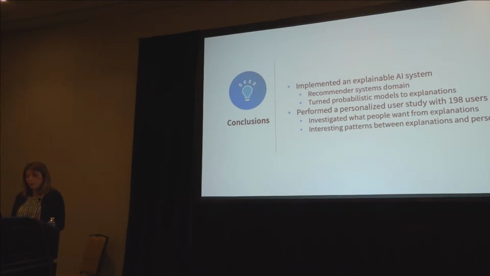So to conclude, we implemented an explainable AI system in the recommender systems domain, and we saw how we can turn probabilistic models to explanations that are easily understandable by humans. We additionally performed a personalized user study where we investigated what people want from explanations, and we found interesting patterns between explanations and personality traits. We believe that the results of the study can be used by designers of explainable interfaces.